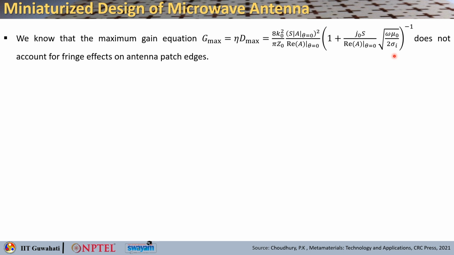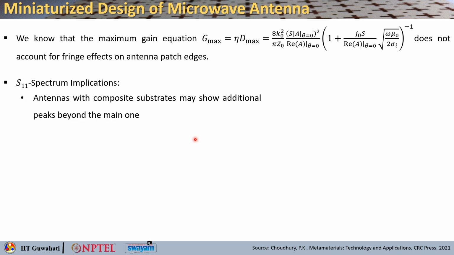Now, we know that this equation does not basically take into account the fringe phenomena that is happening on the edge of the rectangular patch of the antenna, and this omission may lead to some more complex near field distribution, right. So, as a result, the S11 spectrum of the antenna with composite substrates can contain additional peaks of interest, except for the peak of the main wave.